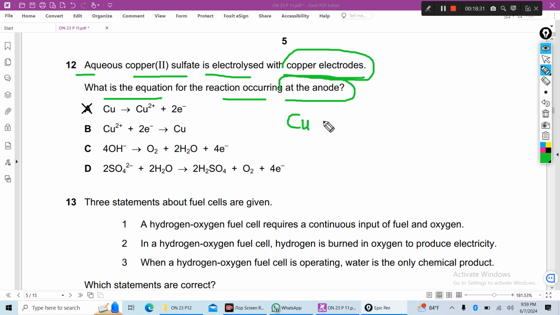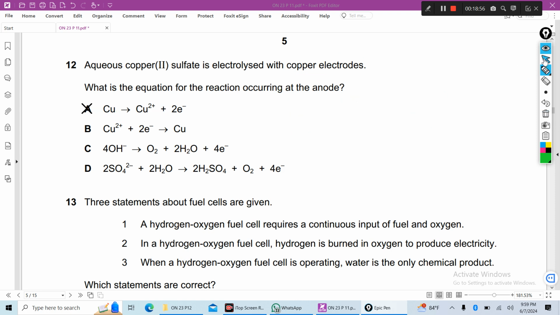Copper loses 2 electrons to produce copper 2 ion. At the anode, you know, an oxidation reaction occurs. So A is the right answer. Copper on the right side plus, left side minus 2e, that means copper loses 2 electrons to form copper 2 ion.